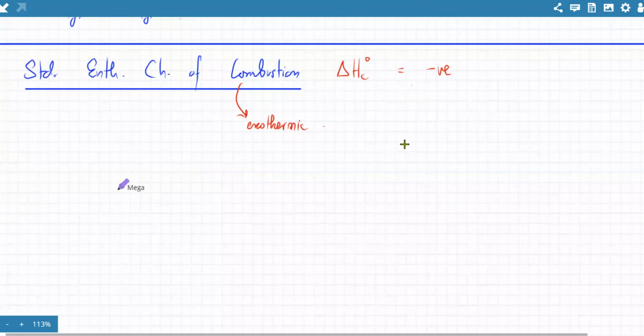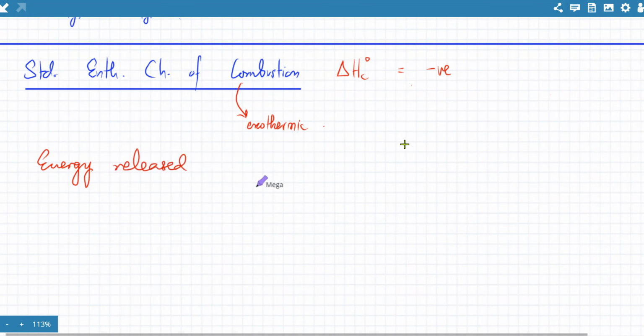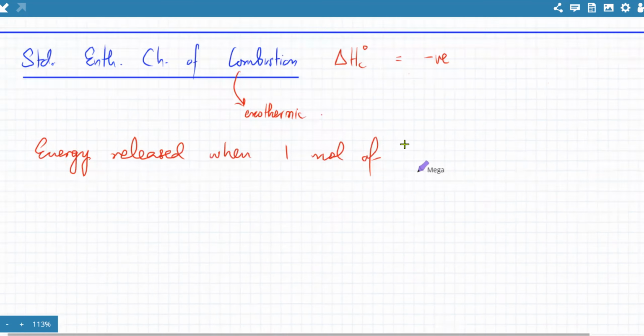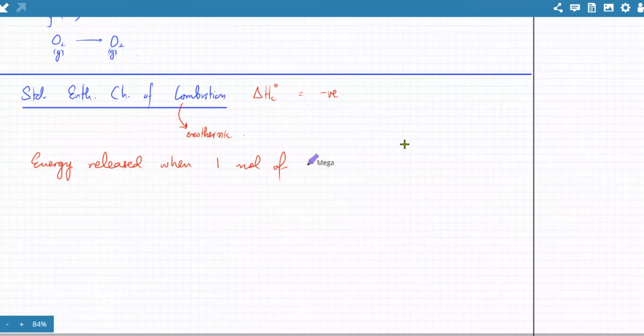So what's the definition? You'll be asked about the definition. It's the energy that is released when combustion happens. So it's the energy released when 1 mole of a substance burns in excess oxygen. It's not just any combustion, it has to be a very specific type of combustion.